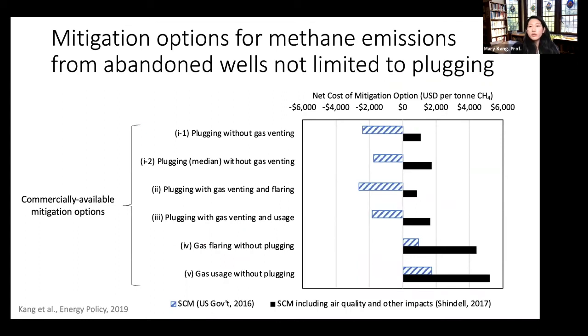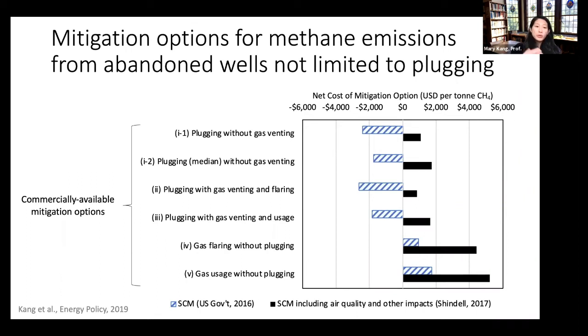So to figure out what are the best mitigation options and what to do about them. Plugging is an important component because it's required by regulation. But there are many wells that remain unplugged. So what can we do about those methane emissions? Well, in terms of commercially available mitigation options, you can vent it, or you can flare it or use it.